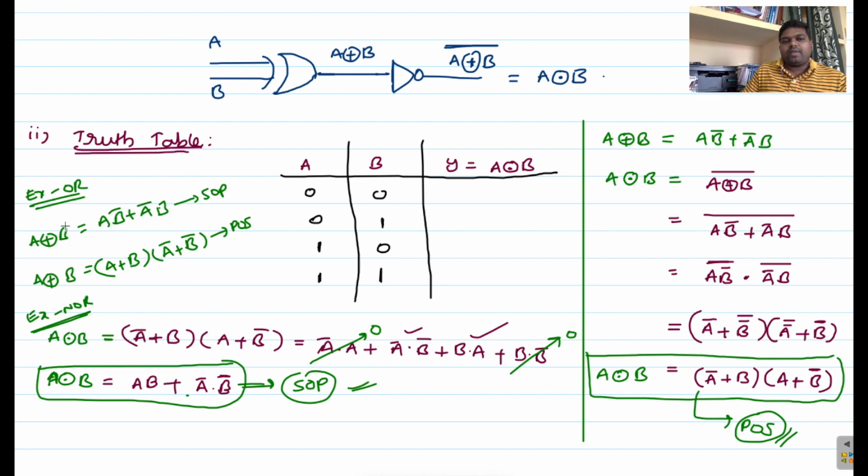And when it comes to product of sum terms, here each sum term will consist of either complementary or uncomplementary variables. But whereas in the XOR case, each sum term will consist of one complementary variable and another uncomplementary variable. If you observe this particular term, a bar is complementary and b is uncomplementary. So that is the difference.